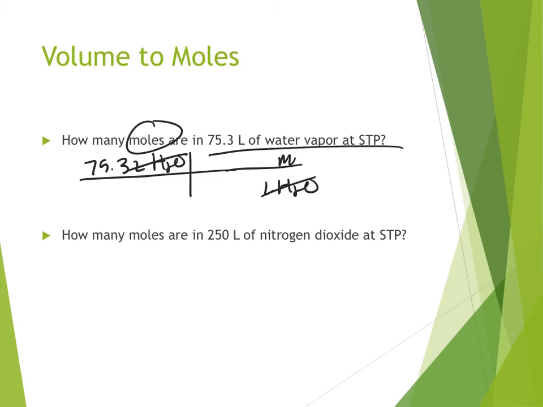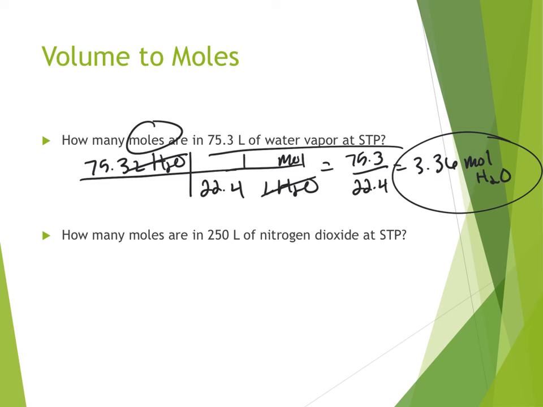And then we're going to go to mole on top. 1 always goes with mole. 22.4 is with liters. So we would multiply everything across the top and then divide by what's on the bottom. And I believe you get 3.36 for that. Again, the unit is what's left on the top, uncrossed off: mole of water. Okay, so those are one-step problems.